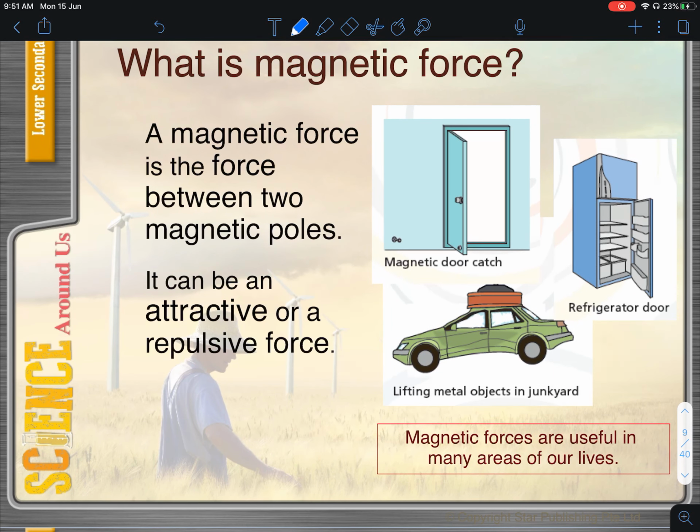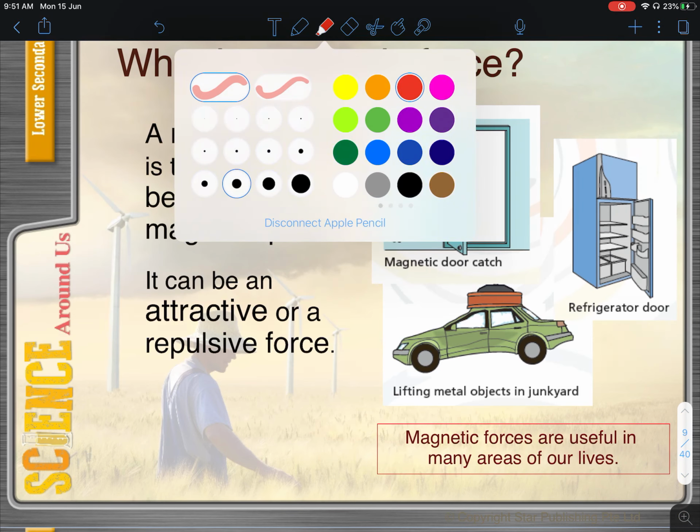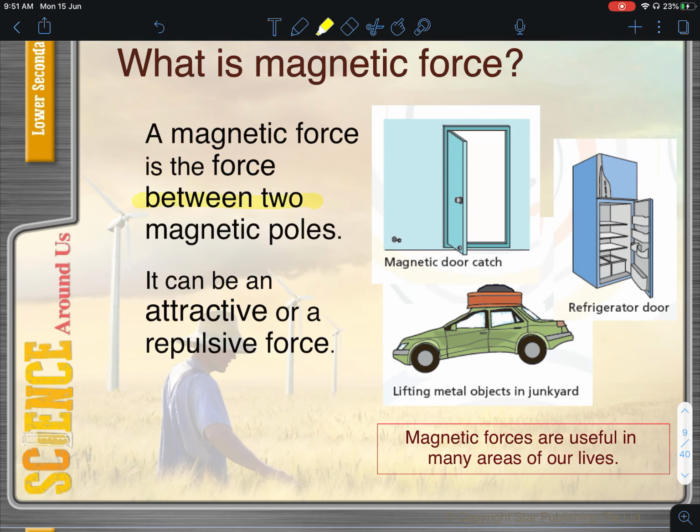Magnetic force, on the other hand, is where the force is between two magnetic poles. There are only two types of magnetic poles: your north pole and your south pole. For example, if you have a magnet, you have the north pole and the south pole.